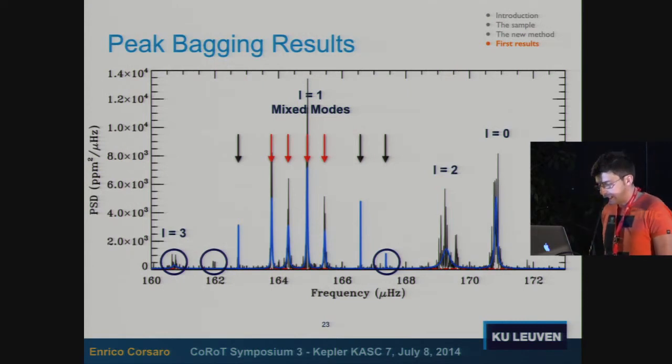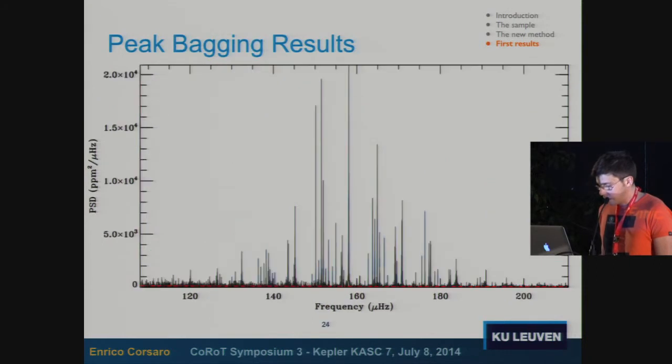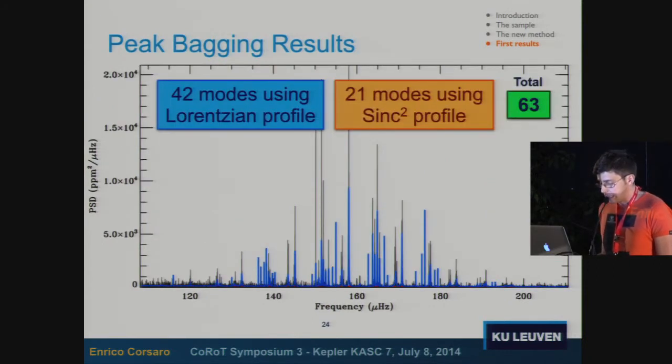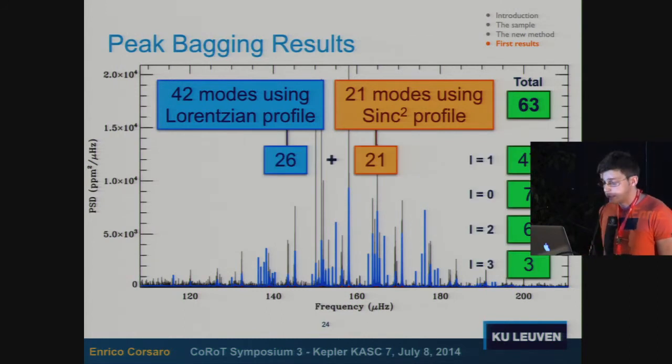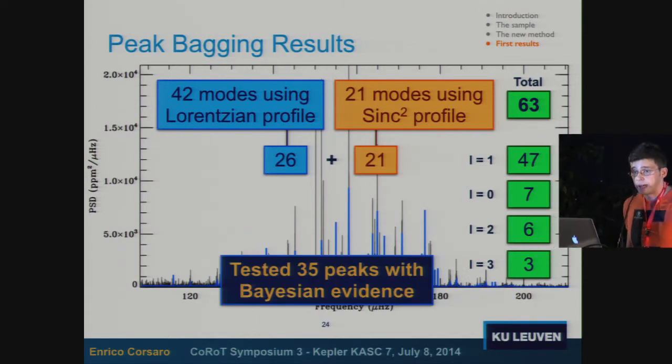If we look closer, we see that 3 of these peaks are very low in height. For these peaks, we tested the peak significance, and we found that 2 of them were accepted, and 1 was to be considered a noise peak. So in the end, this is the final result of the entire peak bagging analysis on this star. We had a total of 63 modes, of which 21 were unresolved mixed modes. Then we had 7 radial modes, 6 quadrupole, and 3 l=3 modes. And we tested in total 35 peaks with the evidence criterion.